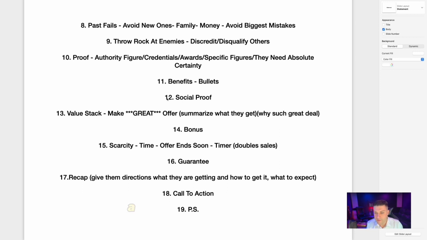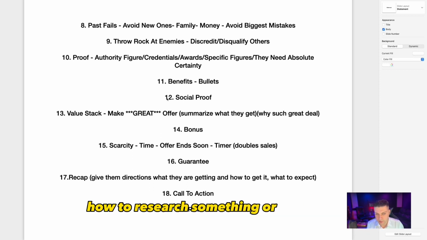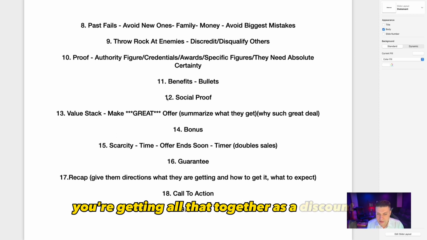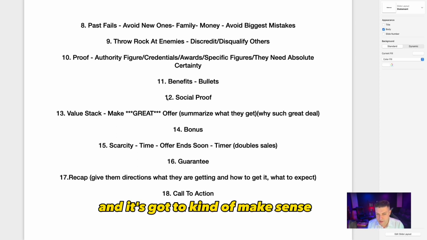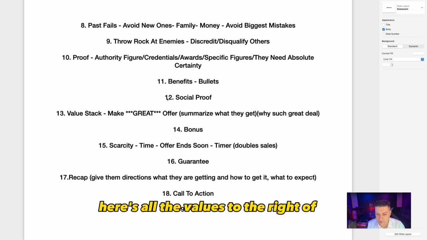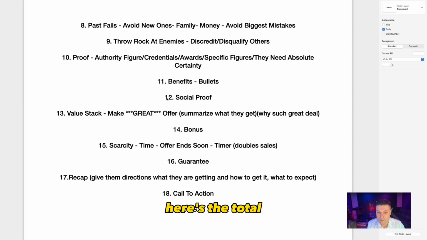You're giving a free PDF with your course, or maybe you're giving 3 PDFs and some links on how to research something or look it up. You can put a value on all that stuff, stack it, and tell them what they're getting, all together, as a discount. It's got to make sense: you're getting line A, line B, line C, line D, here are all the values to the right of it, how much it costs, here's the total, and then the markdown price of what they're getting it for.